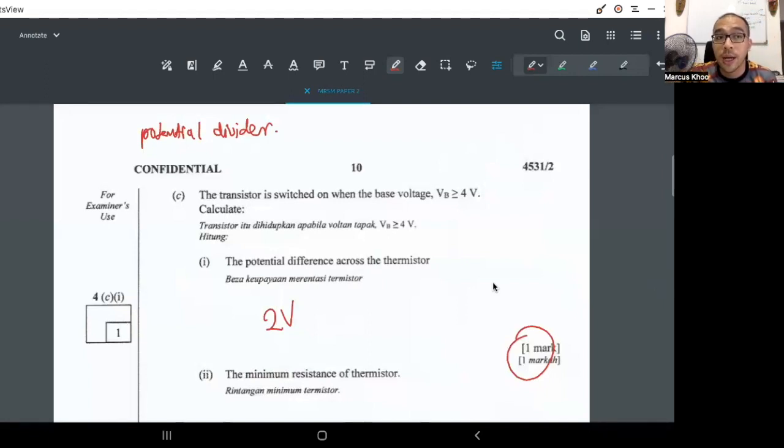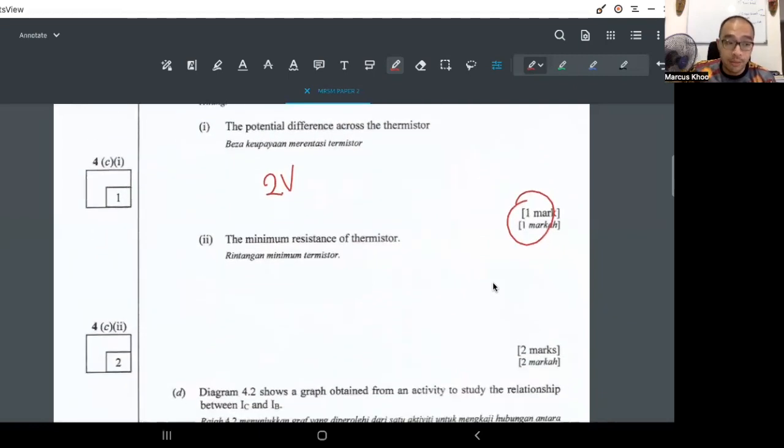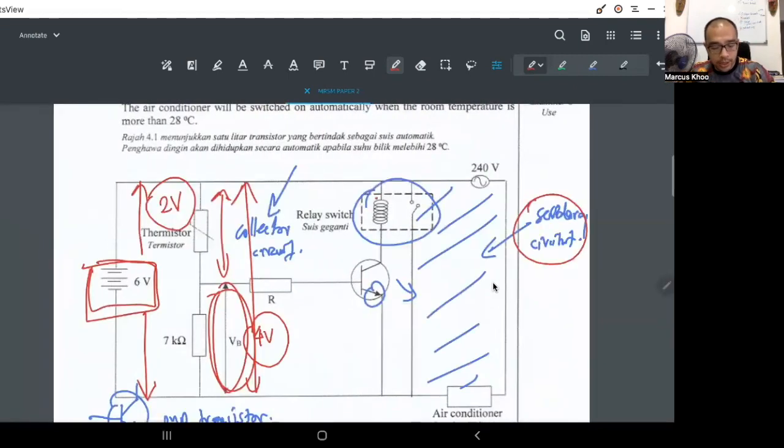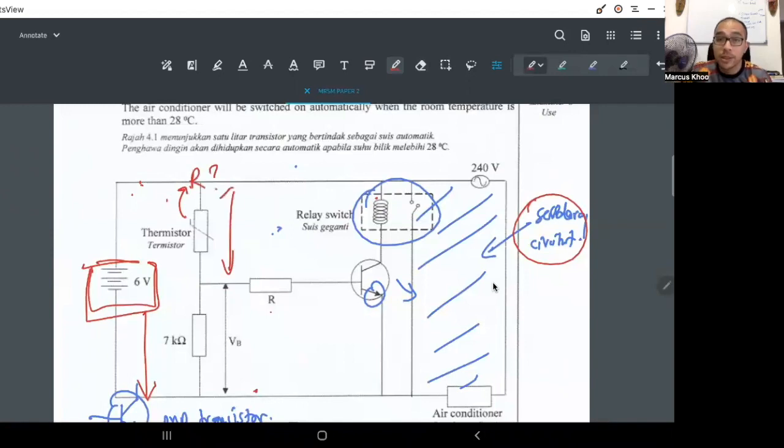You need to know how to calculate the potential this one. So the minimum resistance of the thermistor. Okay, so let's take a look at this. We know that the resistance of the normal resistor here, okay, is 7K. Okay, 7 kilo ohms lah. Okay, so we want to find this resistor. How much is it? And we know that this is 2 volts and this is 4 volts. Okay, at the bottom over here is 4 volts.